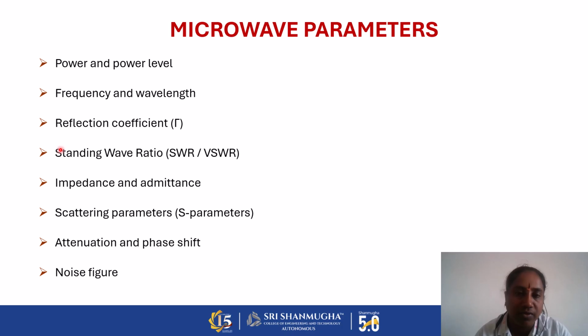Here, by using the VSWR meter, we can measure the SWR as well as the VSWR in the corresponding microwave frequency range. And next, impedance and admittance measurements. By using the impedance measurement method, we can calculate both parameters, impedance as well as admittance.